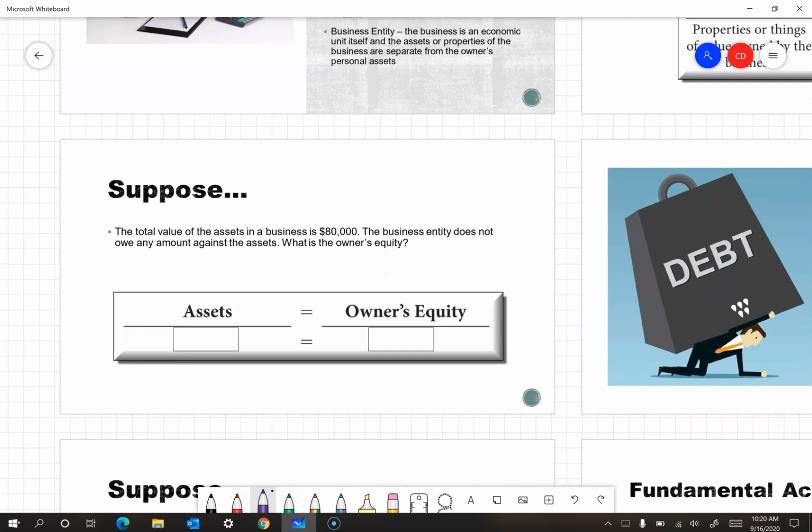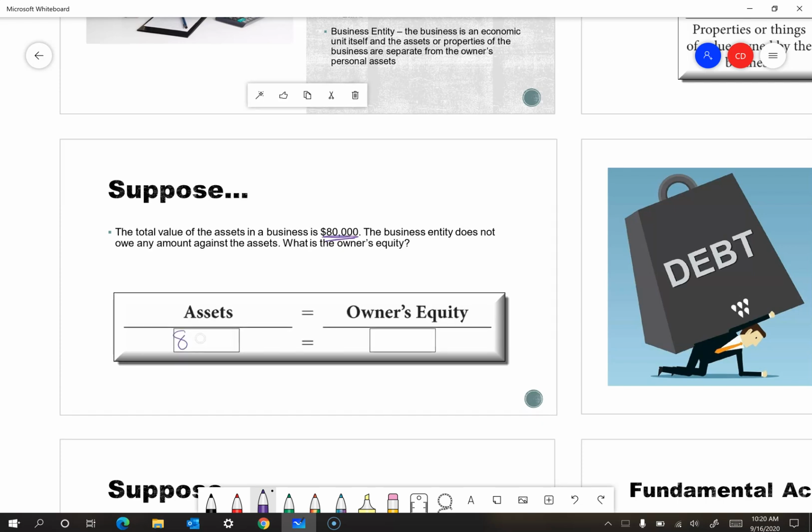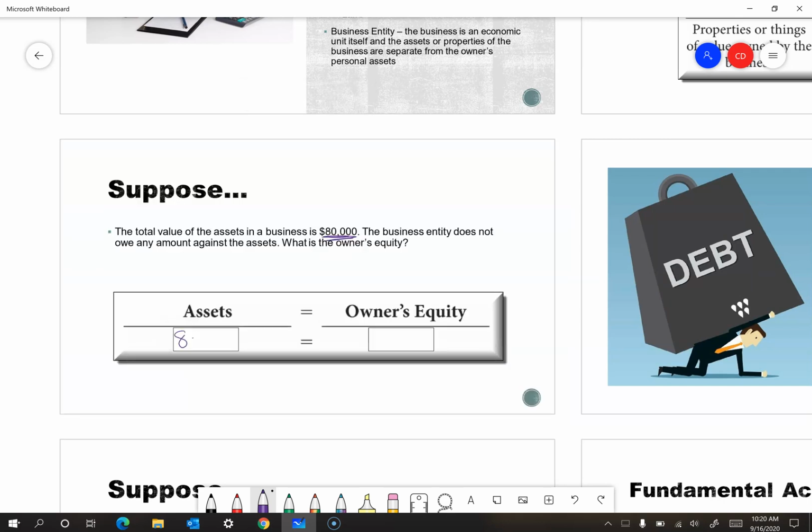So here's our first example. The total value of the assets in a business is $80,000. The business entity does not owe any amount against the assets. That means they don't owe anybody any money or anything. Okay? So what is the owner's equity? So if we know that there's $80,000 of assets, and there's no other liabilities that we owe, there's $80,000 of owner's equity. Now this is a perfect world where everything you have in the company is yours, you have the rights to it, and you don't owe anybody anything. Okay? But that's not how things really work.